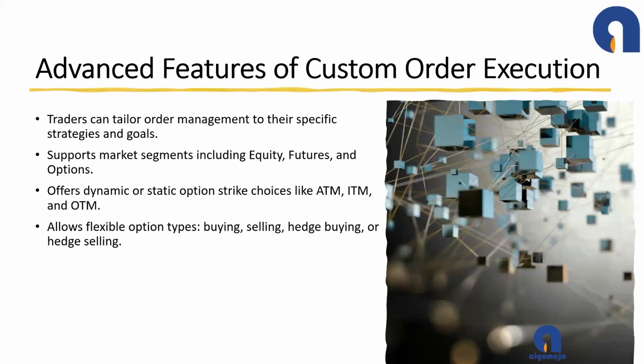Suppose you're taking a trade in the futures and you'd like to hedge that with an option. You can set it up based on the signal received, and both the orders can be placed based on a single signal. So if you're buying an option, it can place that order first and then execute the futures after that.